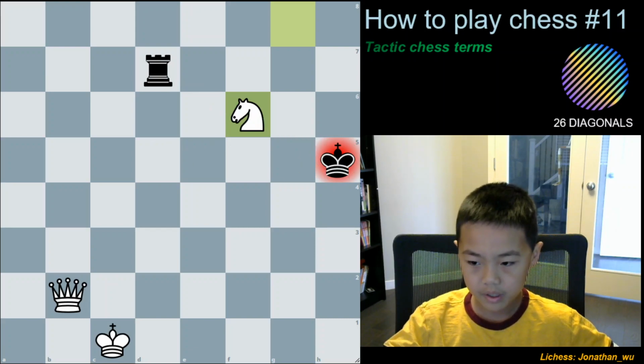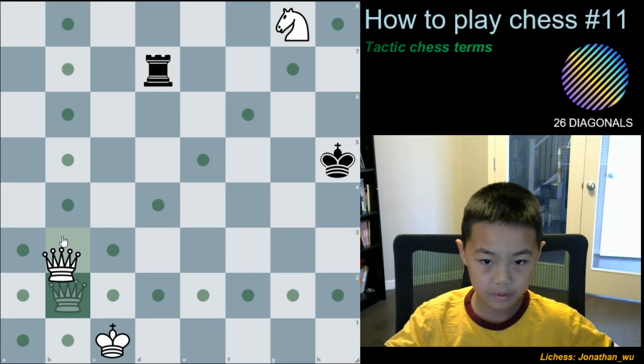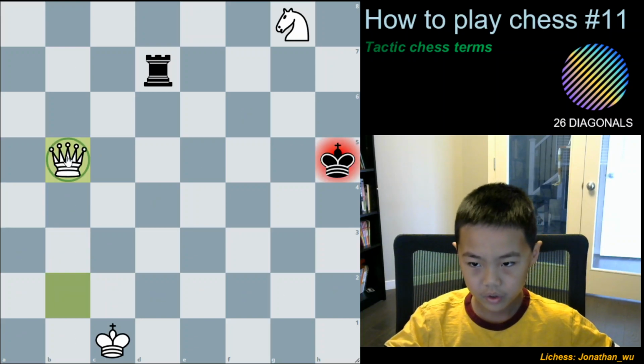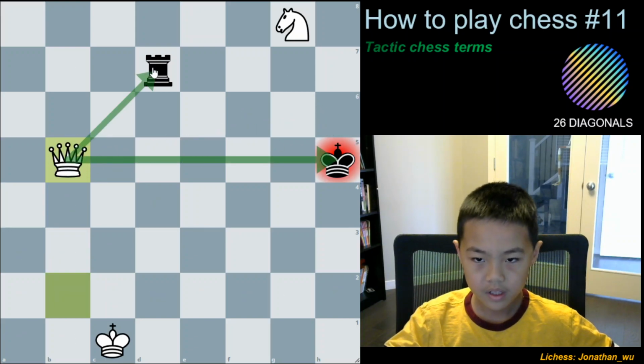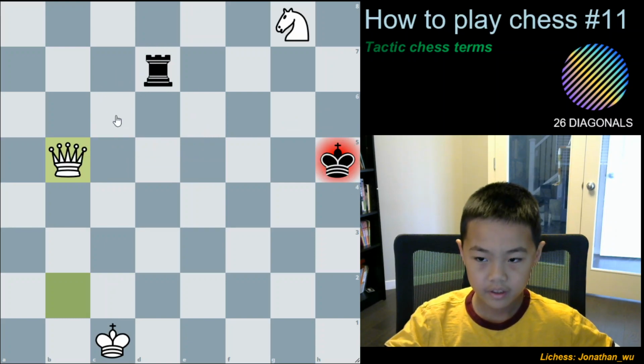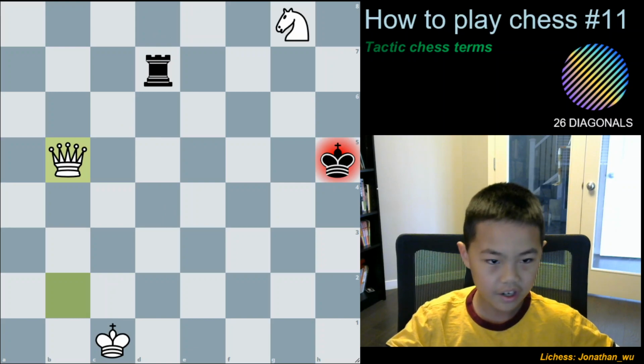So there's another way to fork your opponent, or black, which is like this. The king is attacked, and so is the rook. Now the rook is gone.